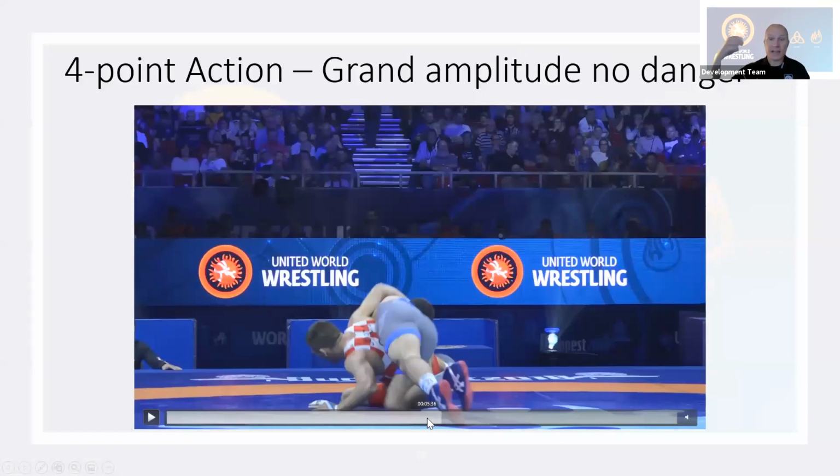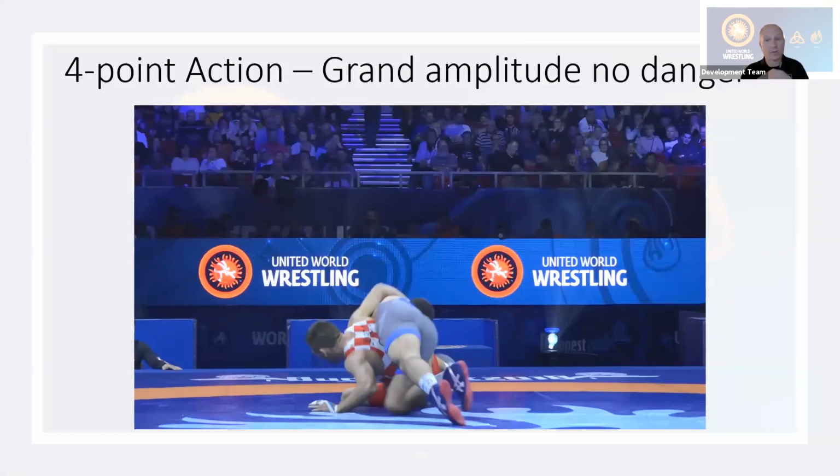He actually over-rotated him on the throw. So in the process of that, red never landed in the danger position. So he didn't hit an elbow, hit a shoulder, hit a head at an angle less than 90 degrees. So in this case, we have grand amplitude, no danger. So in this case, this will be 4 points for blue in this scenario.